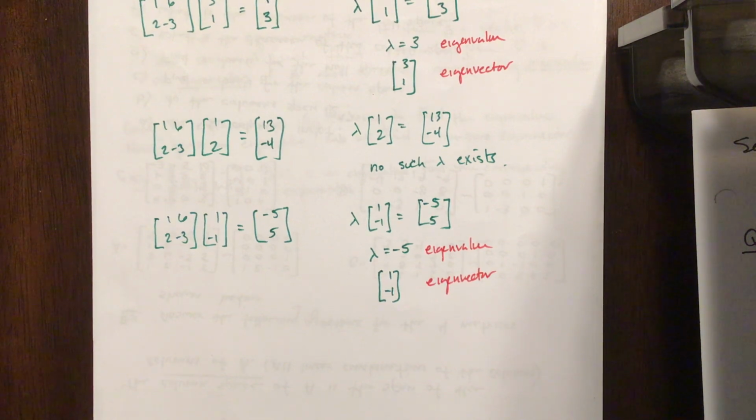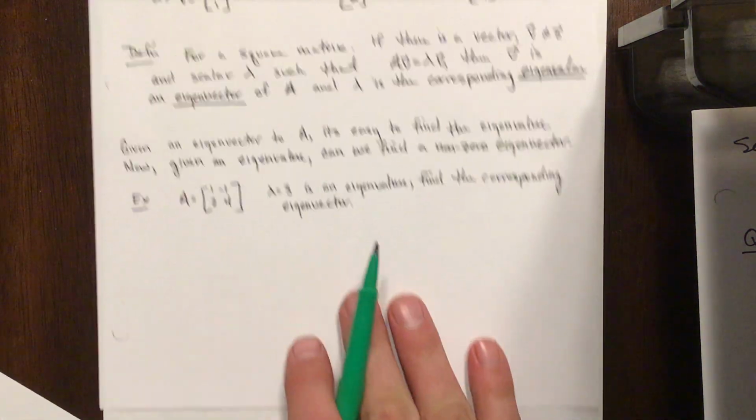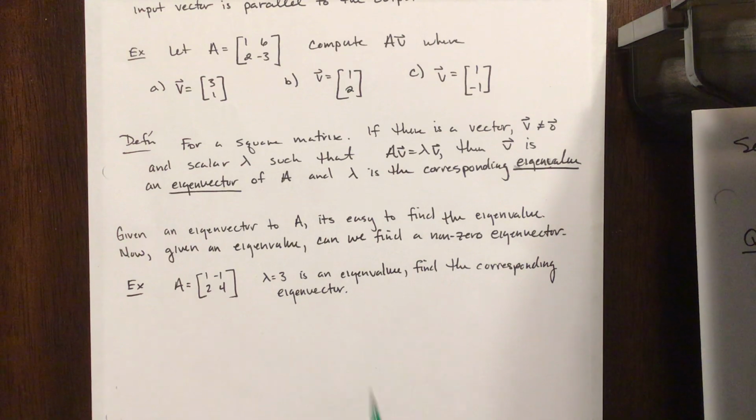So for this 2 by 2 matrix A, we have found two eigenvalues and corresponding eigenvectors. Are there more, or is this it? Well, that's going to be determined in the examples to come. So here's your definition for a square matrix. If there's a vector v that's not the zero vector, and scalar lambda such that Av equals lambda v, then v is an eigenvector of A, and lambda is the corresponding eigenvalue.